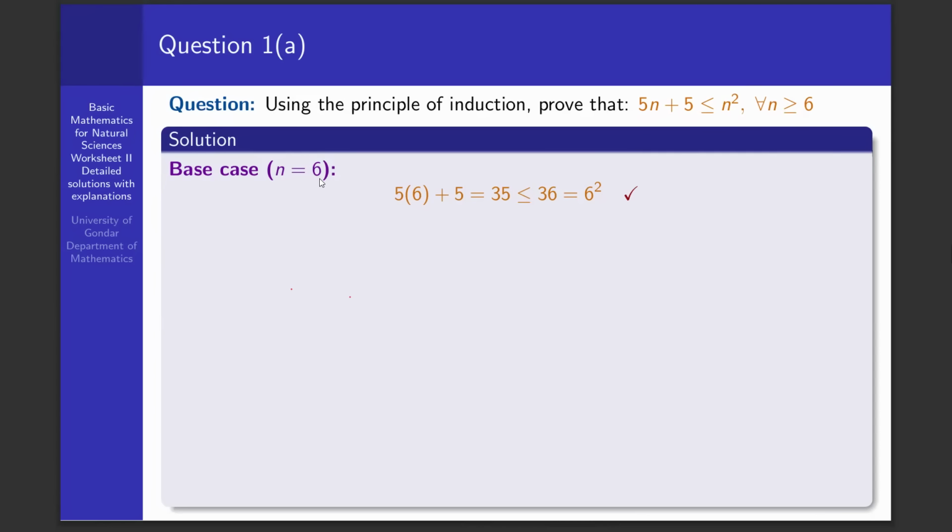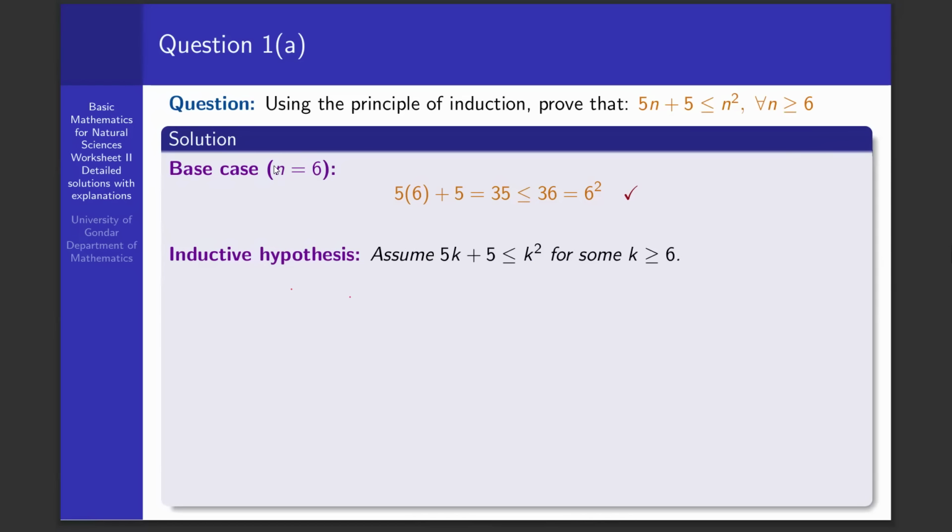Then, depending on the base case, the second step within this mathematical induction is the inductive hypothesis, that is simply assuming the statement holds true for an arbitrary natural number k. So we must assume that 5k plus 5 is less than or equal to k square for some k greater than or equal to 6.